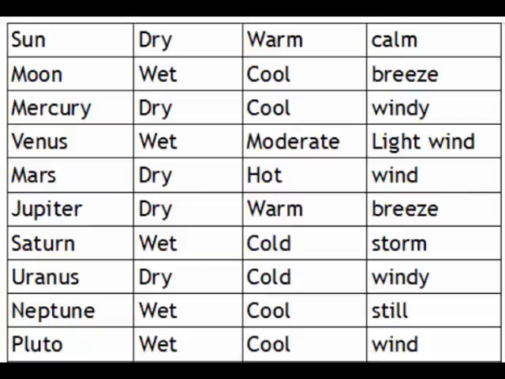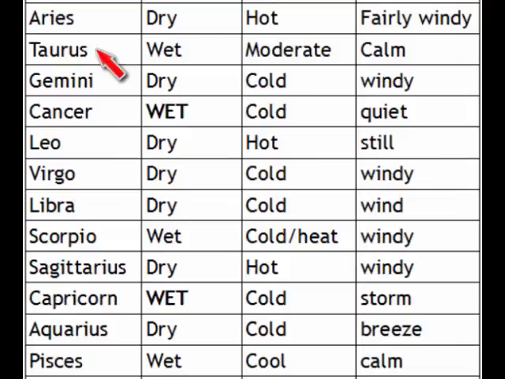Here is a list of all the planets. The second column shows their moisture qualities, the third column their temperature qualities, and the fourth column their air movement qualities. Thus, the Sun is a dry planet. It's warm and it's calm. The Moon is wet, cool, and produces a breeze, and so on. Here are the signs. Taurus is wet, moderate, and calm. Gemini is dry, cold, and windy.